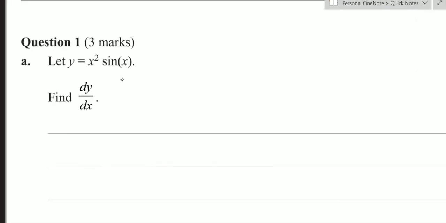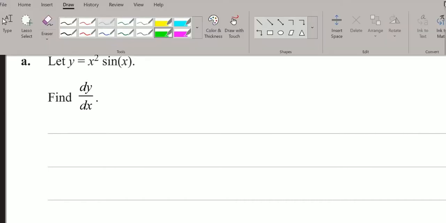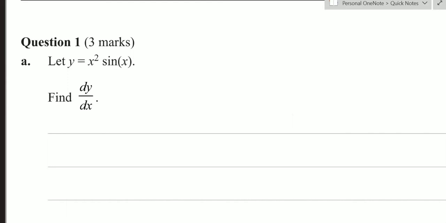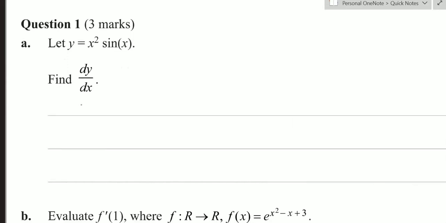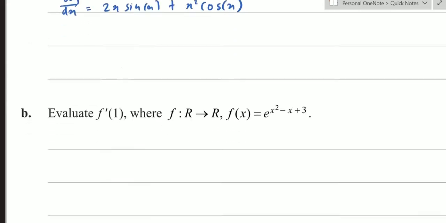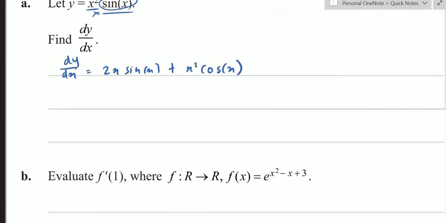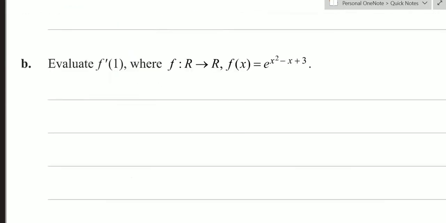The first question is pretty standard. You just differentiate it using the product rule. So you differentiate this and then multiply it by this one, and then you differentiate this and you multiply it by this one. So you get dy/dx is 2x sin x plus x squared cos x. It's only 1 mark, so you probably wouldn't have to show any working out.